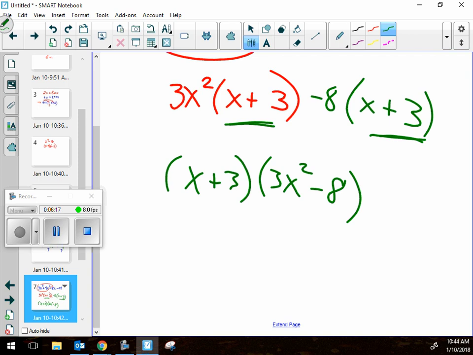Now, at the end, you should really check and see, could I factor it further? This one can't be. But what if this had been a 12? Then I'd be able to factor it further than that, because both terms would have a 3 in them, you know? Always look to see, did I factor it all the way? Yes?